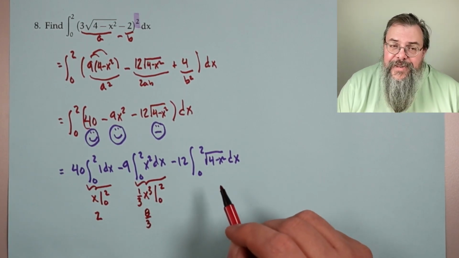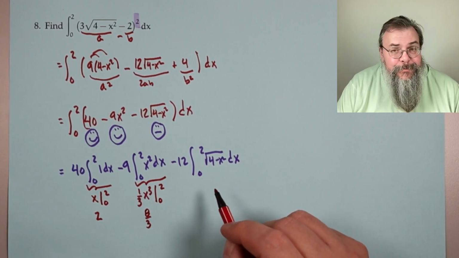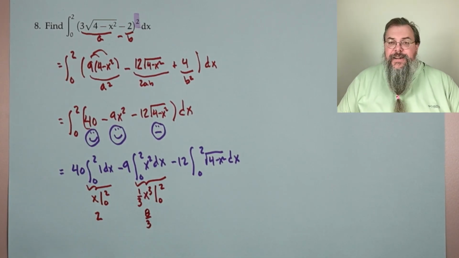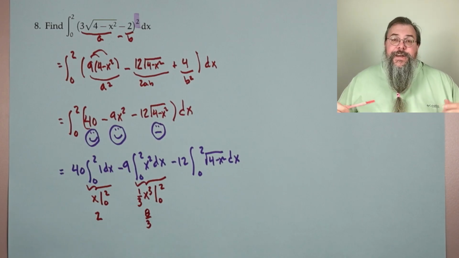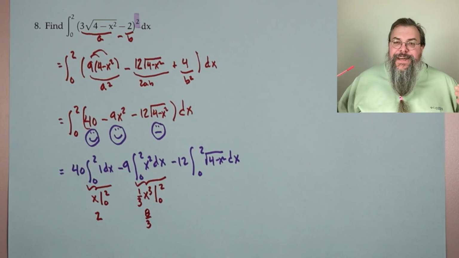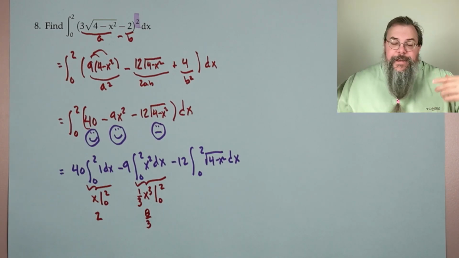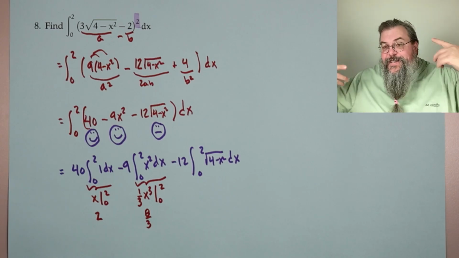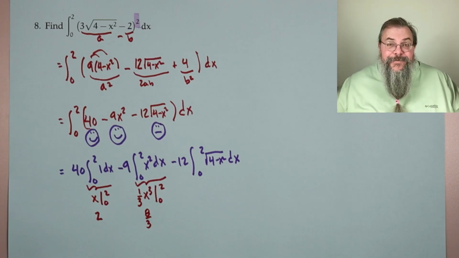Now this last integral, it's not looking promising. It's not on our list. There's not some kind of fun algebra you can do. And I know you're thinking, oh man, you know what you could do, Steve? I've seen this before. The square root of 4 minus x squared is like 2 minus x, right?